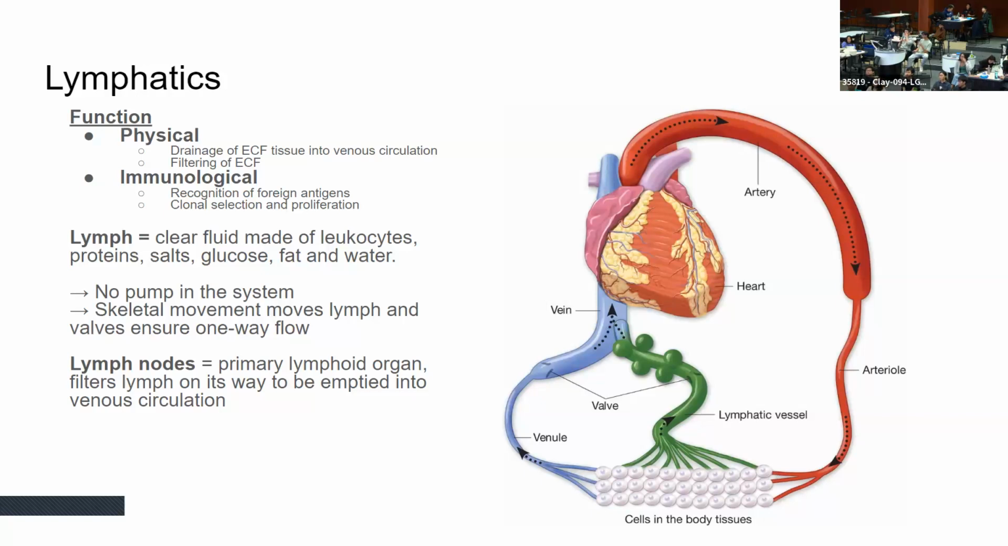So more specifically, what is your lymph actually made of? Well, it's a clear fluid and it's made of leukocytes, proteins, salts, glucose, fat, and water. There is no pump in the system, and there's valves throughout your lymphatic system to ensure that flow is one way. Now, your lymph nodes, which are all across your body, are your primary lymphoid organs, and pretty much that's where the lymph is emptied into the venous circulation. So the main relevance of this moving forward is if you have any sort of edema or collection of fluid, or you have some sort of cancer, you might have enlarged lymph nodes or things like that.